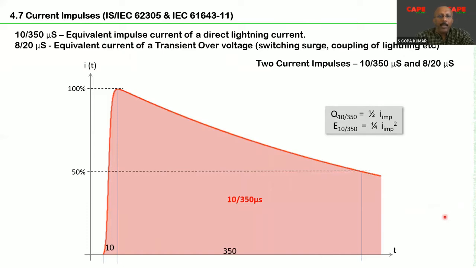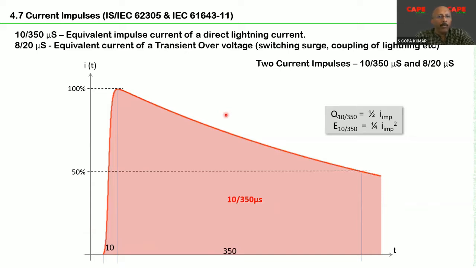Now, with respect to lightning, there are two wave shapes which we always refer to. The first one is the 10 by 350 microseconds wave shape. It is called the impulse current wave shape, which is nothing but the energy equivalence of a lightning current generated in a laboratory as a current impulse in the shape of 10 by 350 microseconds. It means the current goes from 0 to peak in 10 microseconds and comes to half of the peak in 350 microseconds. This is the equivalent energy contained in a lightning strike.